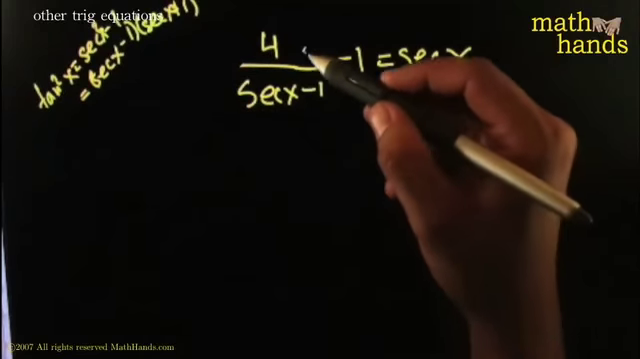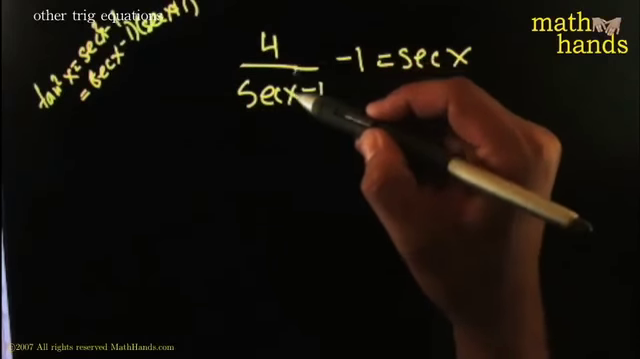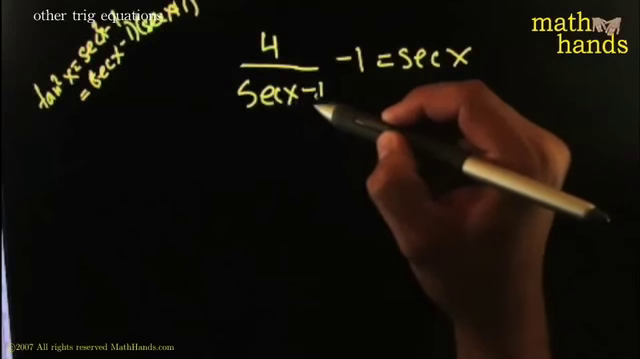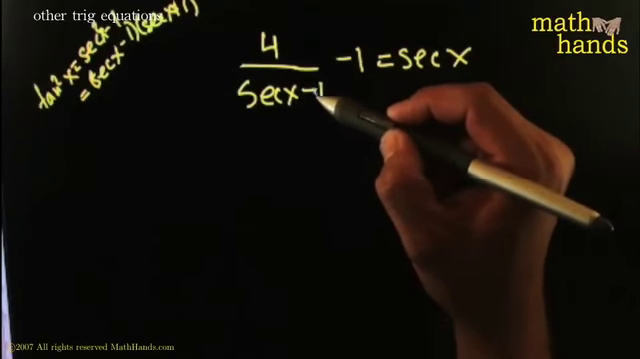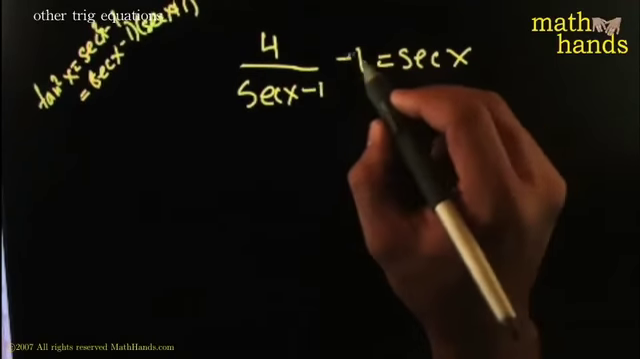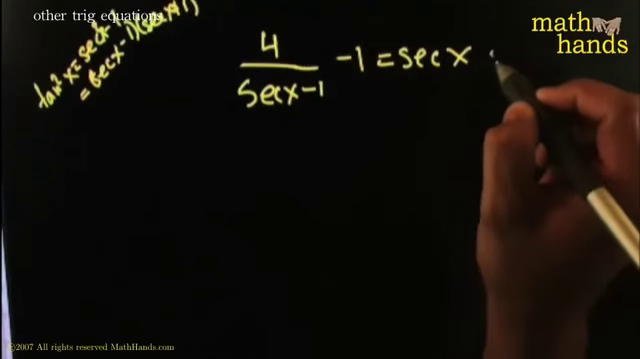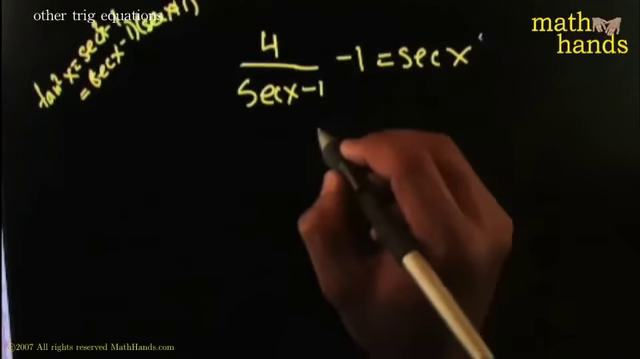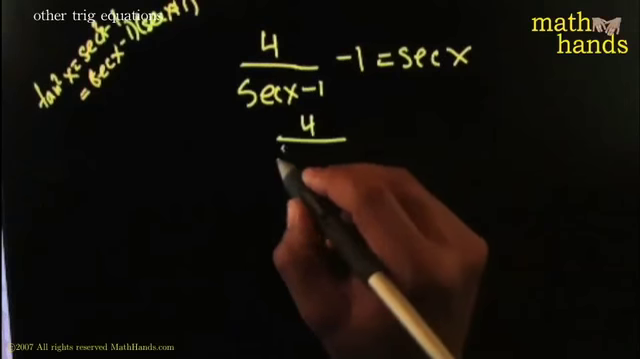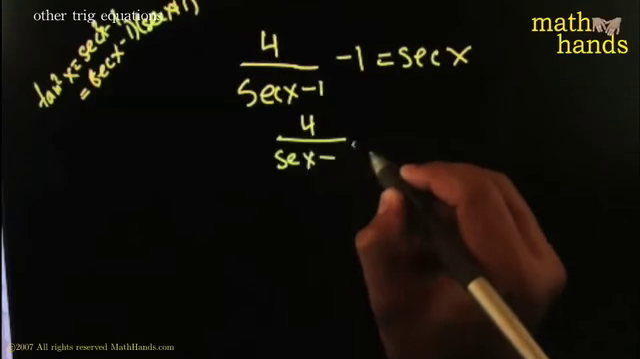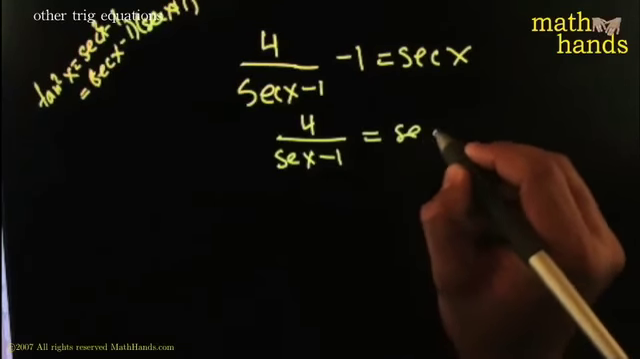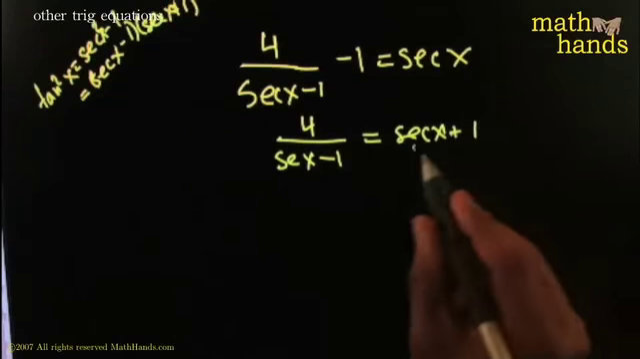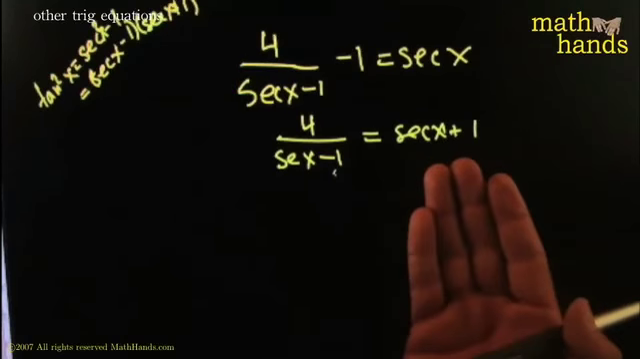So the natural thing to do here would be to multiply top and bottom by the conjugate of secant x minus 1, which would be secant x plus 1. But I'm noticing here that you could put that over there and you'll have the conjugate. So I could also try this. I could go like this. 4 over secant x minus 1 is equal to secant x plus 1. And I notice it just happened to be that in this case the conjugate is on the right side.